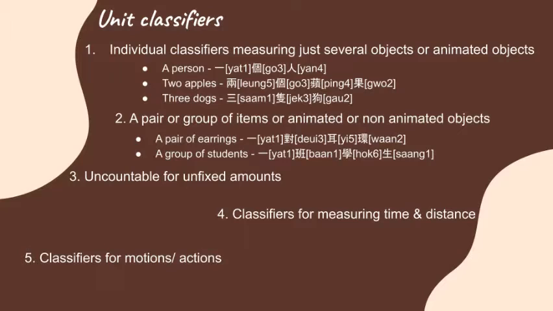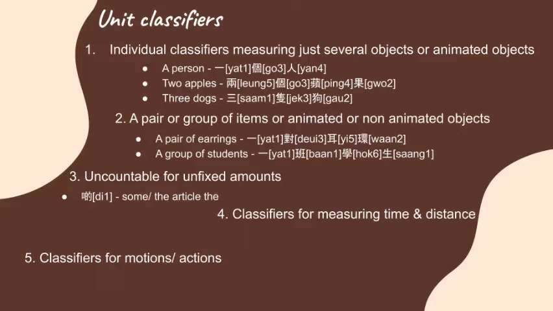Now, another category is unit classifiers with uncountable or unfixed amounts of objects. We'll use the word 啲 as the classifier. And 啲 can be understood in English as the word some or the or even those. For example, some time, 一啲時間. Or the people or some people, 啲人. The apples, some apples, 啲蘋果. Good, and those are classifiers for unfixed amounts.